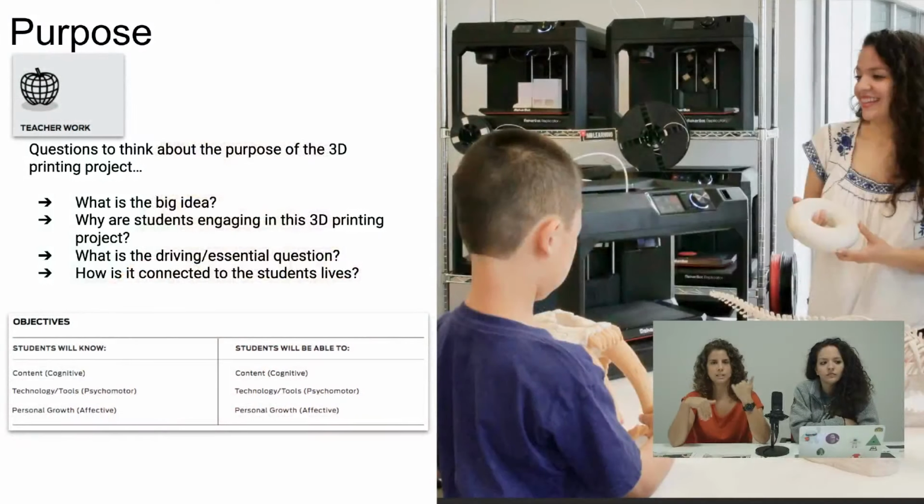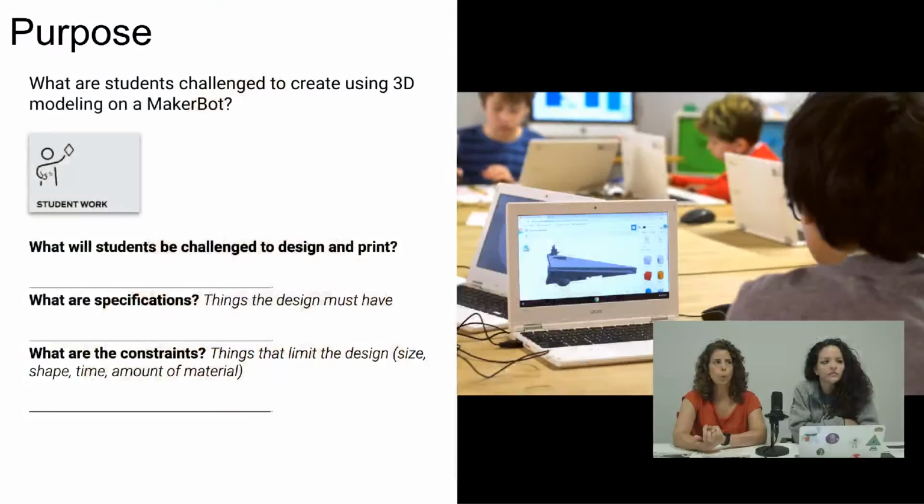And as you ask yourself these questions, you'll come up with some objectives for your students, for your projects. You're going to think about what students will be able to do and what students will know. You want to talk about the objectives for their learning and their content, their technology and their tools, and their personal growth, their professional skills, their essential skills, the way they interact with the world around them. So what are students challenged to create using 3D modeling and the MakerBot? That's your big question that you need to answer. We have the content. What are students going to be challenged to create?